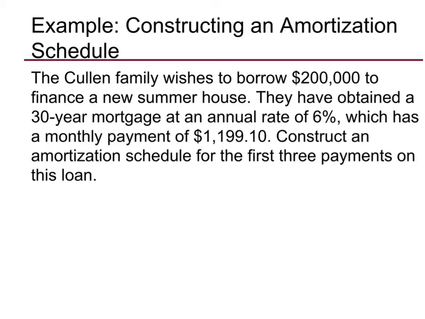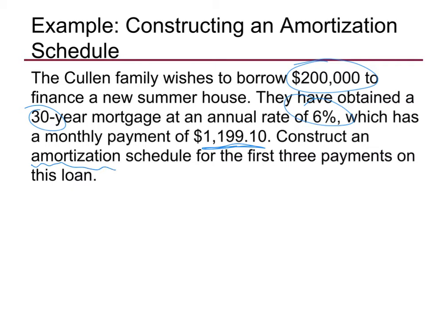Now, the second example we're going to go through in a lot more detail. The Cullen family is apparently super wealthy, and they're borrowing $200,000 to finance a new summer house. They have obtained a 30-year mortgage on their house at an interest rate of 6%. In this one, we're told the monthly payment is $1,199.10. And in this example, we are going to construct what is called an amortization schedule for the first 3 payments on this loan.